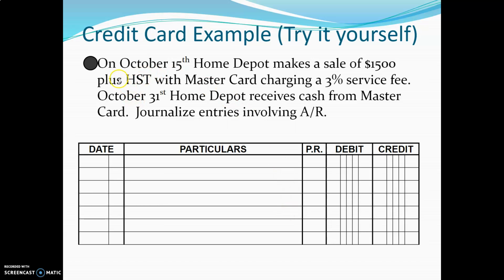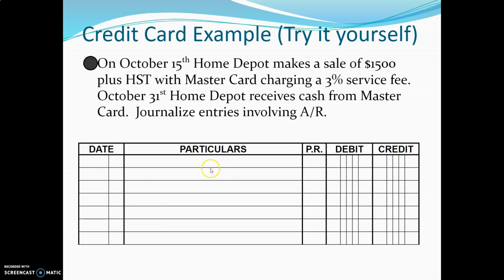Now, having had a chance to pause the video and see, on October 15th, Home Depot makes a sale of $1,500 plus HST with MasterCard charging 3% service fee. October 31st, Home Depot receives cash from MasterCard. Journalize the entries involving the accounts receivable. Well, how much do we expect to receive? We know that we have $1,500 and our HST in Ontario is 13%.